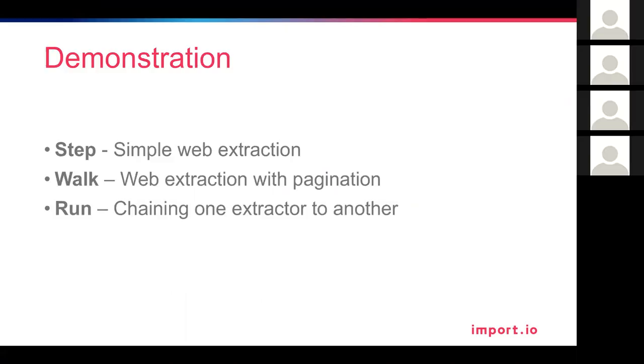First one's going to be a very simple web extraction, so you get an end-to-end idea of how you use import.io to get data from the web and into an Excel spreadsheet, or in this case, a Google spreadsheet. Next, we'll talk about web extraction with pagination, so you can go through successive pages that have multiple items or lists longer than fit on a page. And last, there will be chaining one extractor to another, and this is how we get to deeper levels of data, as one gentleman was asking.